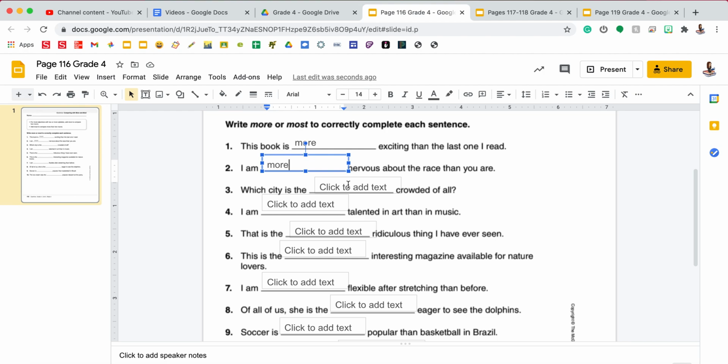Number 3, which city is the blank crowded of all? So I am comparing cities, many cities. So I'm using most. Which city is the most crowded of all? You will finish up this page, numbers 4 through 10, and turn in.